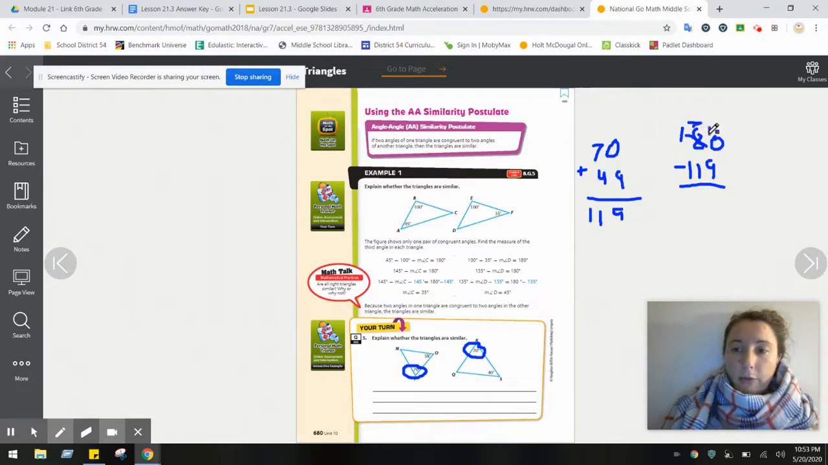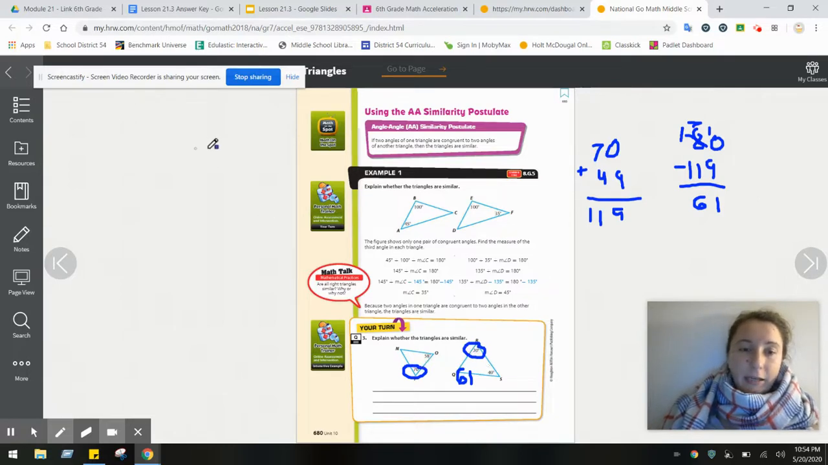I will borrow: 10 minus 9 is 1, 7 minus 1 is 6, and 1 minus 1 is 0. So this angle has to be 61 degrees. Right now, what I can tell is that I still only have angle 70, angle R, and angle P congruent, and there is no 49 degrees or 61 degrees in this triangle. However, I still haven't found N. So let's see if I can find the value of N to determine whether they are similar.